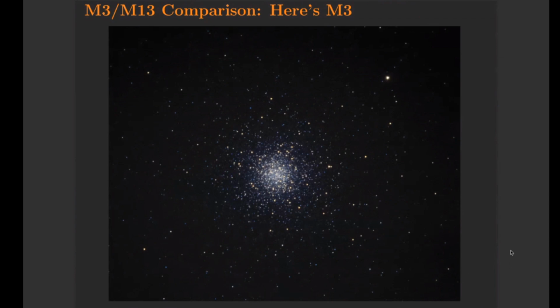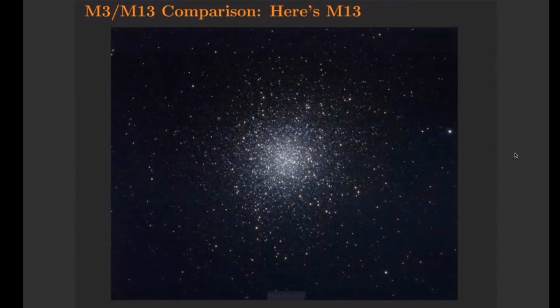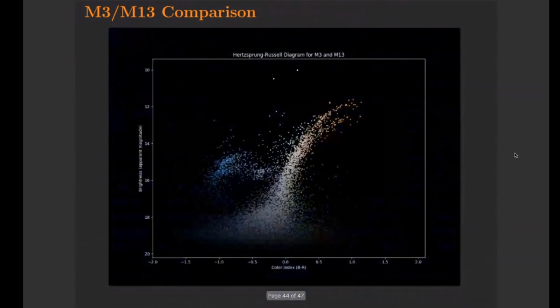And similarly, I compared M3 to M13. Here's a picture of M3 that I also took with the same telescope on my driveway, the same camera. It's not as pretty as my M13, and it's not as sharp because the seeing wasn't as good, but I know my exposure times. I can compute the fluxes carefully and compare them to M13. And here's M13 again, and I made an HR diagram that combines the data from both of these pictures, adjusting for exposure times appropriately. And here are the two HR diagrams layered on top of each other.